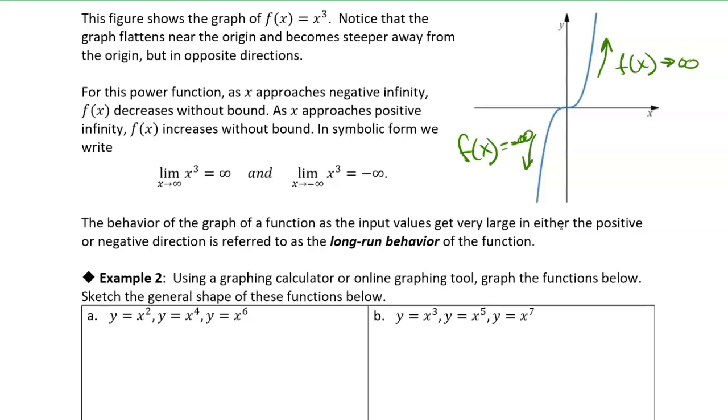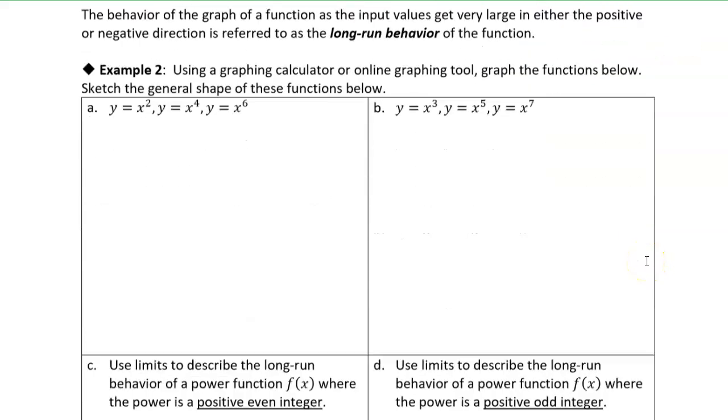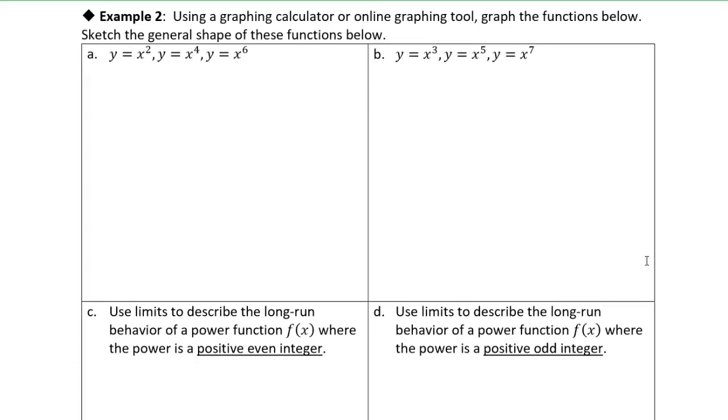And we're going to take a look here in example 2 at some functions with some similarities. We're going to look at the functions x squared and x to the 4th and x to the 6th. So they're all even powers of x. And then we're going to look at the same thing, only we're going to look at odd powers of x. So I think what might be the best thing to do is take a look at these functions in Desmos.